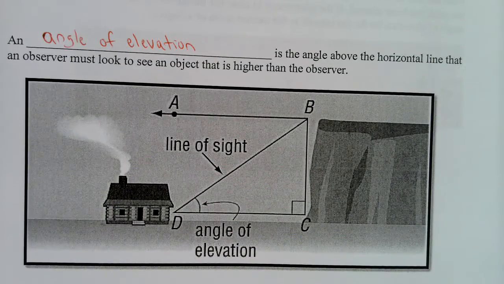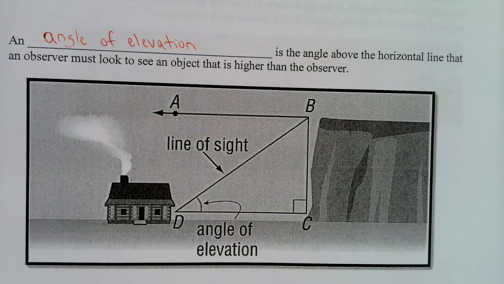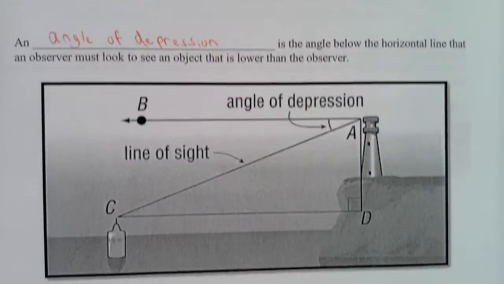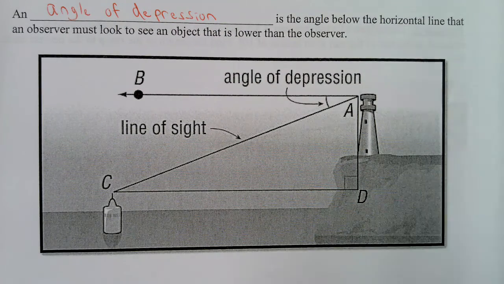So an angle of elevation is when you're looking up. It's the angle above the horizontal line. And an angle of depression is when you're looking down. It's the angle below the horizontal line.